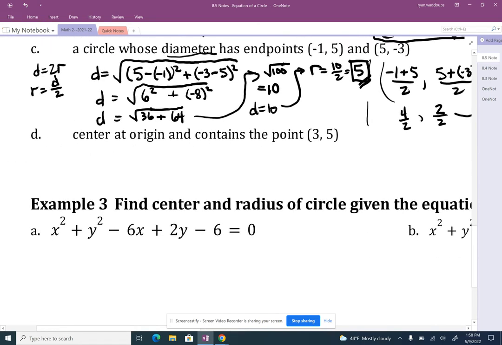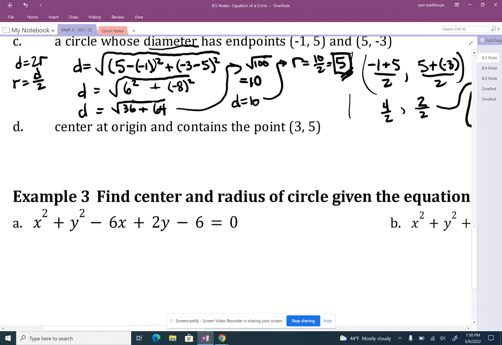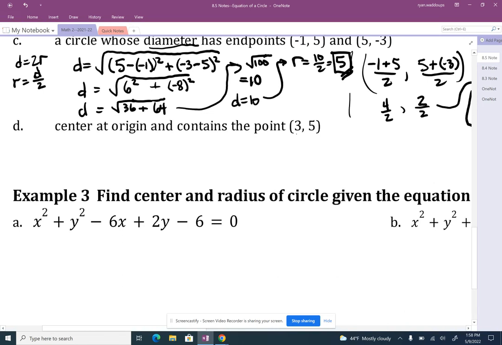And that is the equation. All right. Example D, we've got center at origin and contains the point 3, 5. Okay. I need the radius. I know its center is at the origin and it contains the point 3, 5. So I can use the distance formula. The distance is equal to the square root of x2, we'll say, is 3, minus the origin point, which is 0, squared, plus 5 minus the origin, also 0, squared.